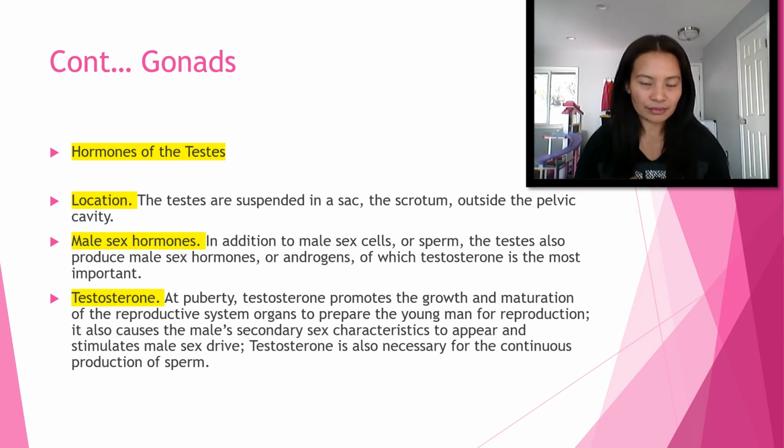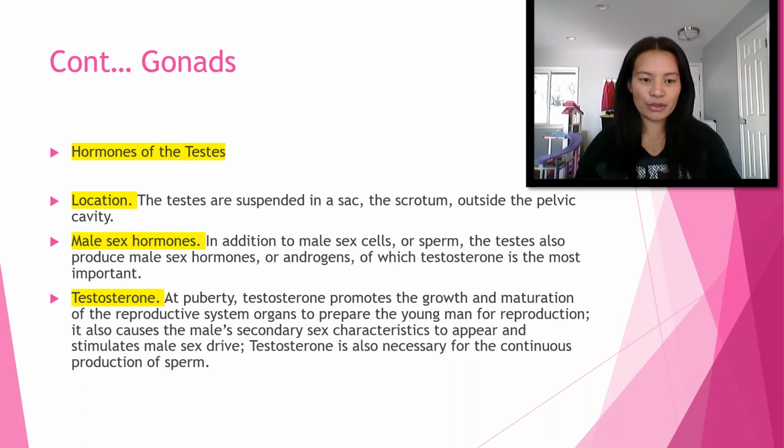So here we have the hormones of the testes. The testes of the male are paired oval organs in a sac. The testes are suspended in a sac called the scrotum outside the pelvic cavity.